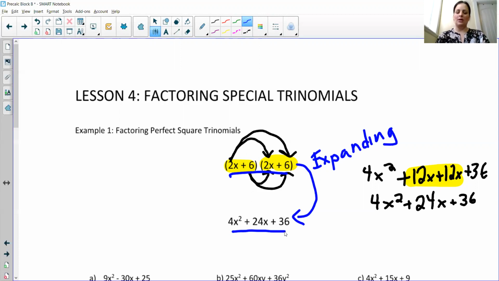And when we manipulate something to look at it differently, it allows us to do interesting things with it. Okay, so I want you to notice a couple of things. This first term here was created by this term and this term. So they were exactly the same thing being multiplied together, right? Which means that they were squared. So if I want to go the opposite way, if I take the square root of that first term, it's going to give me the first term in the brackets.